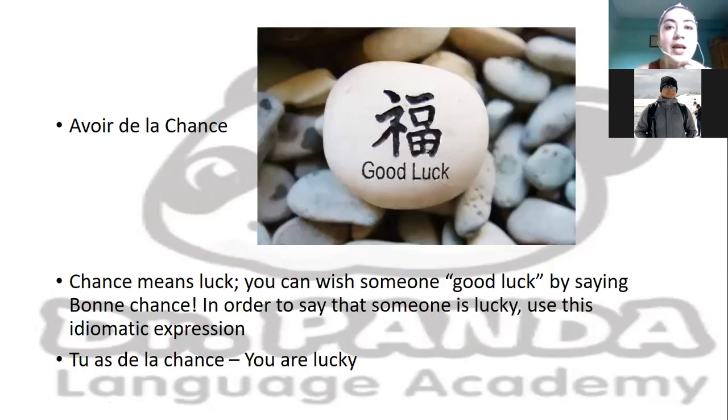Avoir lieu. Very good. Next expression we have to be lucky. So to be lucky is avoir de la chance. Chance. Yes. So chance means luck. We can wish someone good luck by saying bonne chance. Okay. So in order to say that someone is lucky, use this idiomatic expression. You are lucky is tu as de la chance. Very good. So again, the idiomatic expression is avoir de la chance.